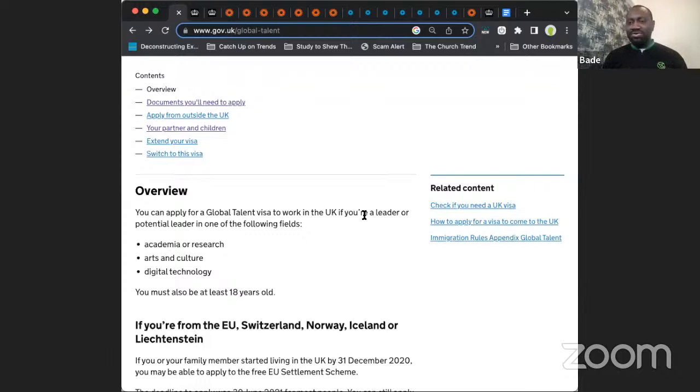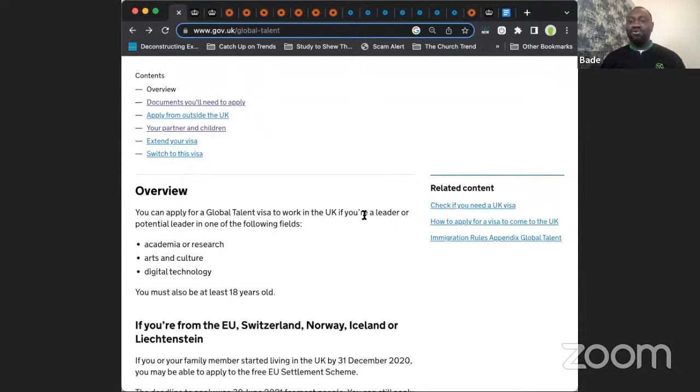The UK Global Talent Visa is not only for the field of digital technology. Digital technology is one of the fields, but it actually encompasses many fields. So key categories would be academia or research, arts and culture, and then digital technology. In eMigr8, we focus on tech-enabled visa pathways, particularly the ones that lead to settlement. That's what we focus on.